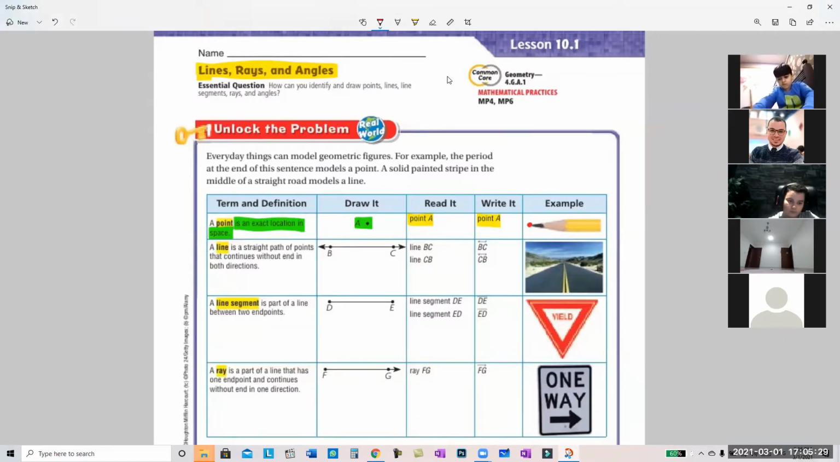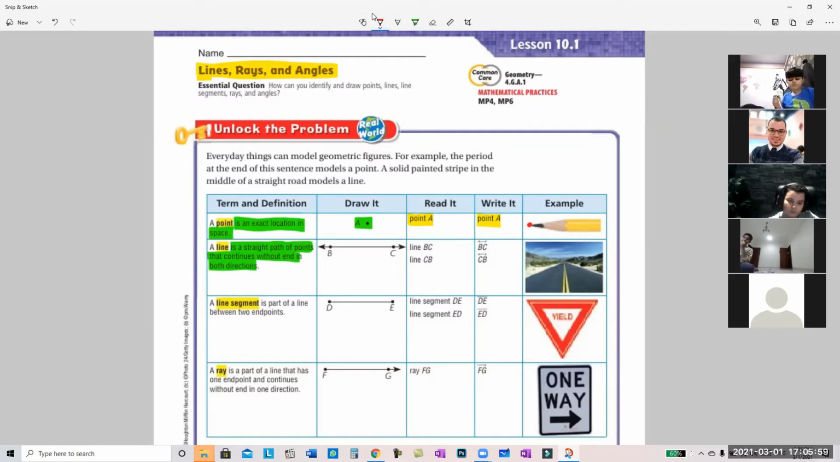Okay, so the next figure here is a line. A line is a straight path of points that continues without end in both directions. In both directions, we have two ways, opposite directions without end, okay? So it continues without end in both directions. As you see here, we can draw it like that.